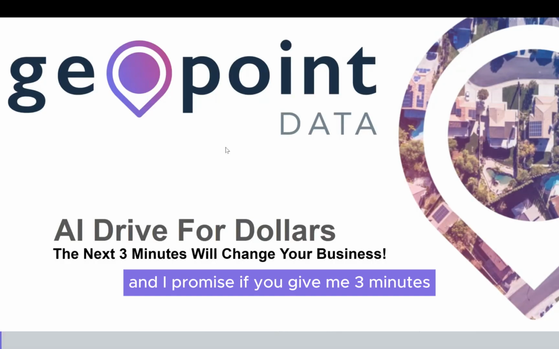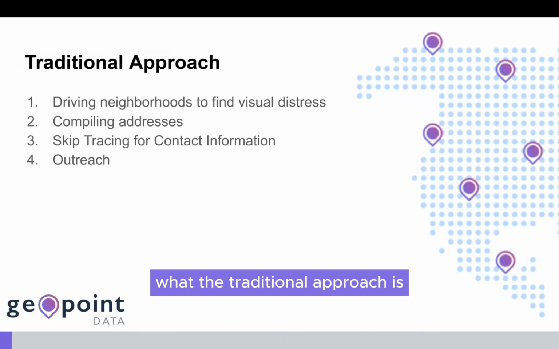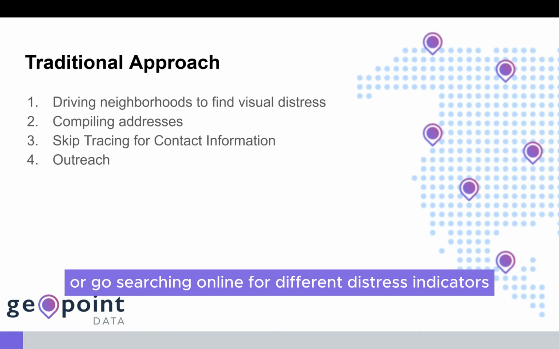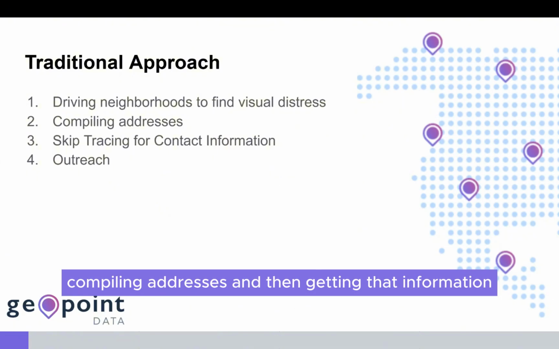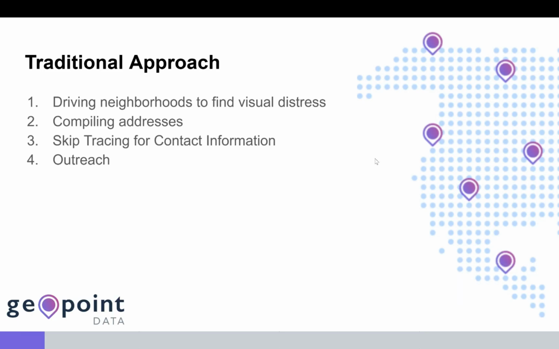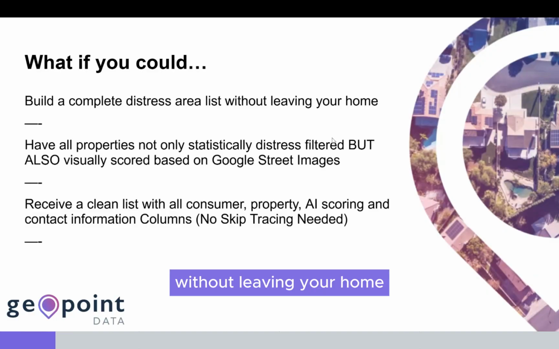And I promise if you give me 3 minutes, I'll change your business forever. The traditional approach when you're trying to prospect is driving down your neighborhood or searching online for different distress indicators, compiling addresses, and then getting that information skip traced so you can get the contact information required to start outreach. But what if you could build a complete distress area list without leaving your home?